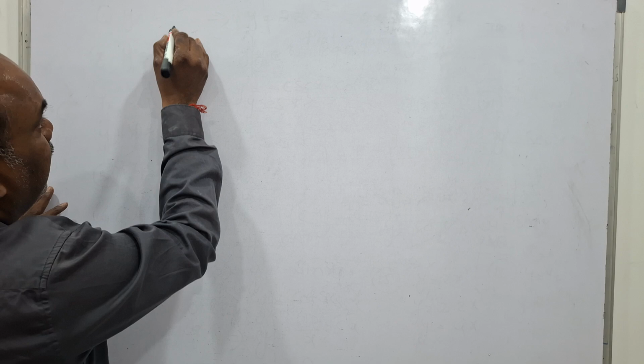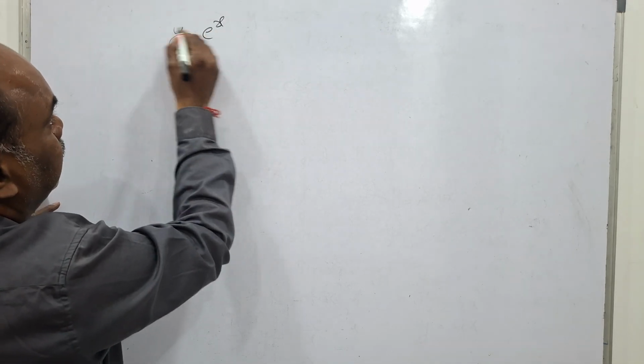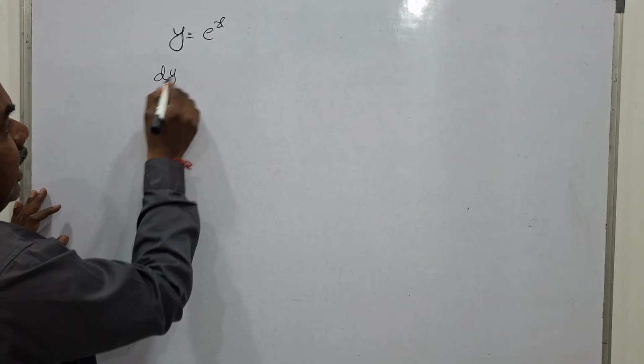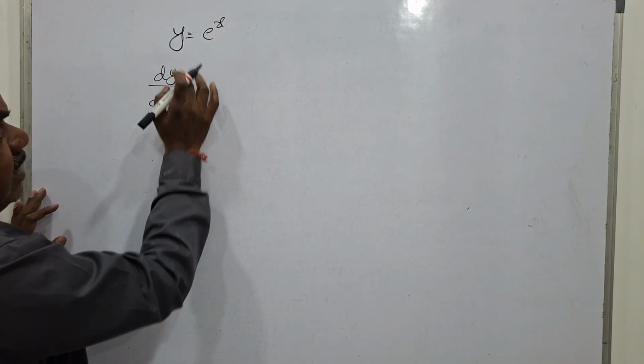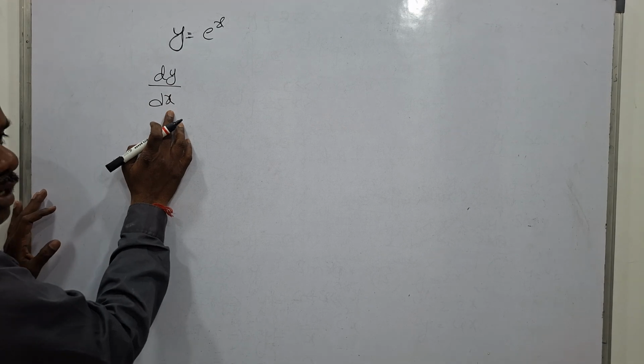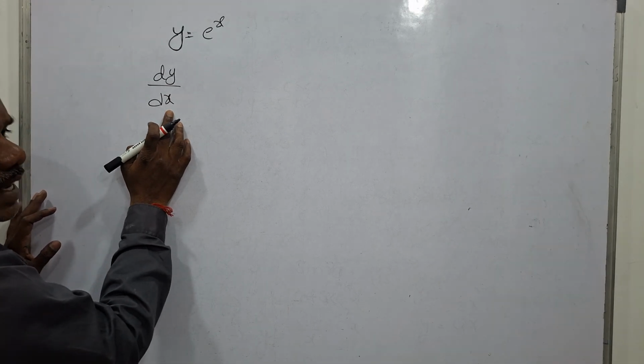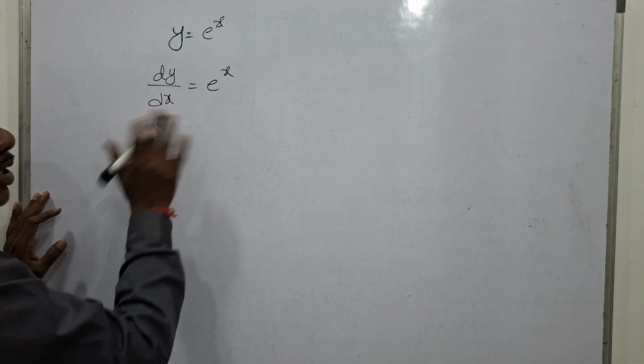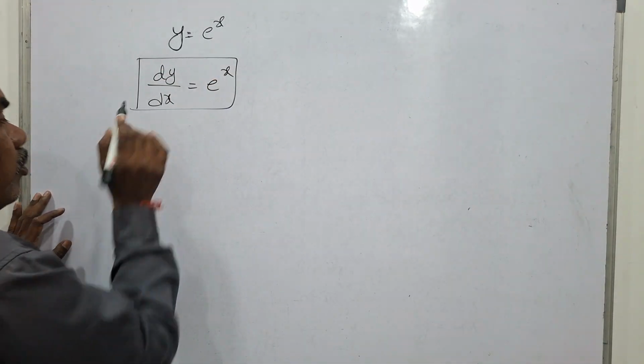Next topic is very important beta. Try to understand the concept. One function is given, y is equal to e power x. Find the differentiation dy by dx. That means y is the function we are differentiating with respect to x. X is the variable. You can write it as e power x. This is okay. Till now we learnt this.